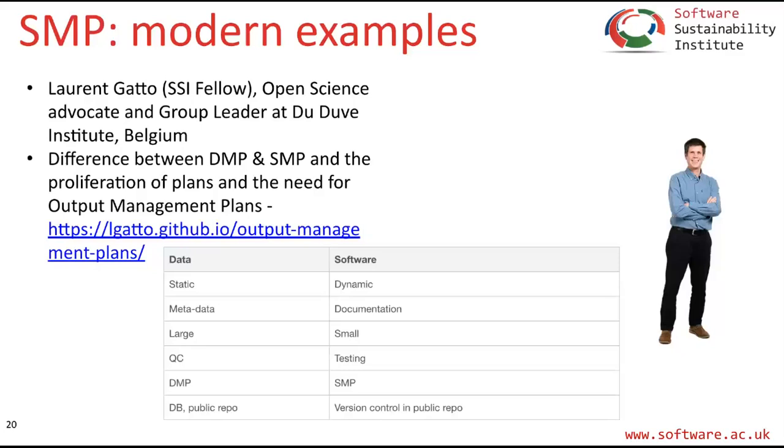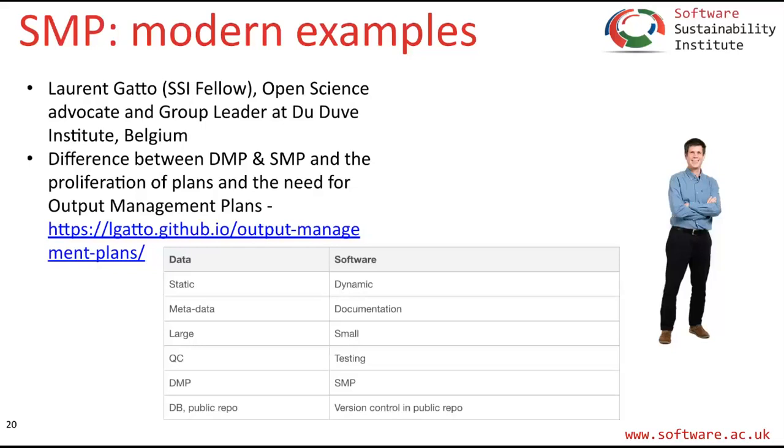So a modern example of a research management plan, rather than the older ones that I showed, is Laurent Gatto. He's an open science advocate and a group leader at the DOE Institute in Belgium, formerly from University of Cambridge. He highlighted in his blog the difference between data management plans and software management plans. And he is also an advocate for the need for one kind of plan that has all this information in, which is the output management plan, given the proliferation of plans that people are suggesting.